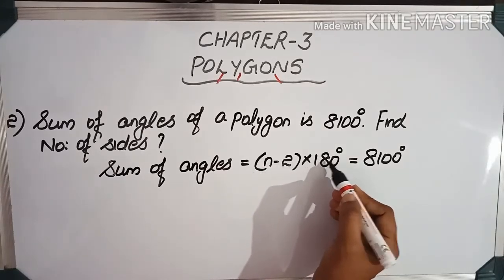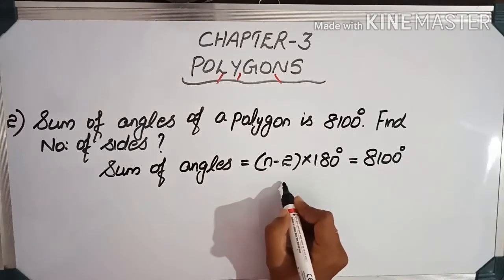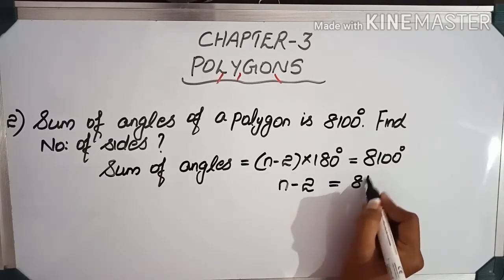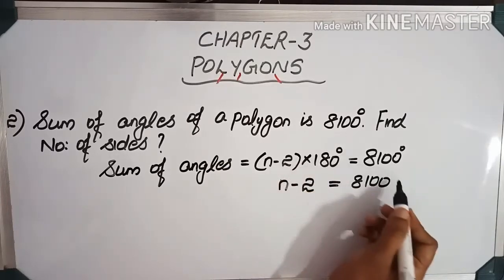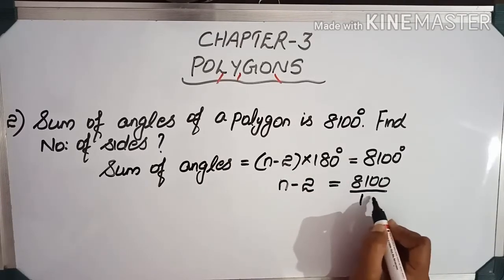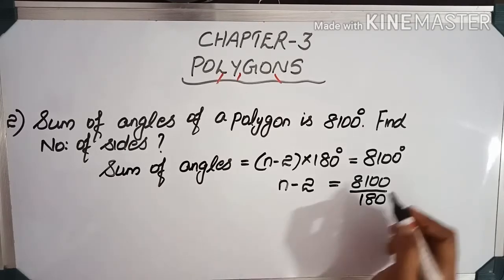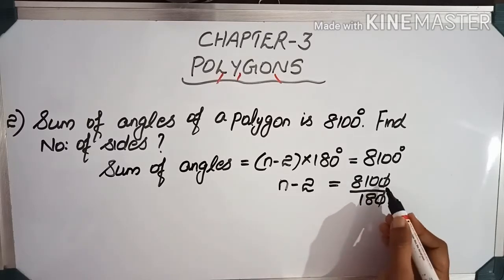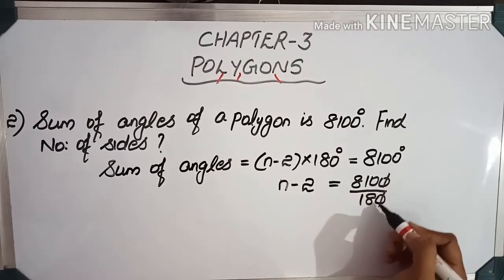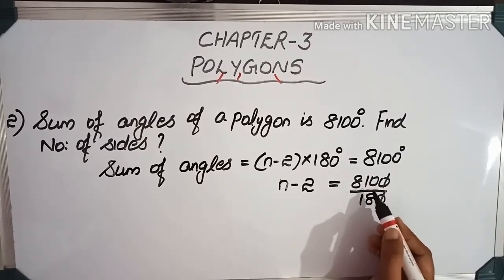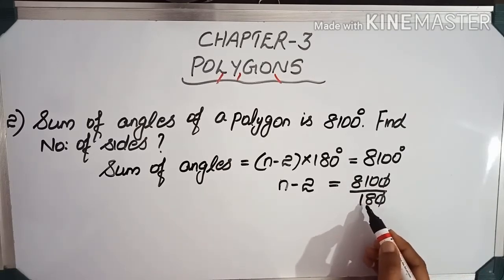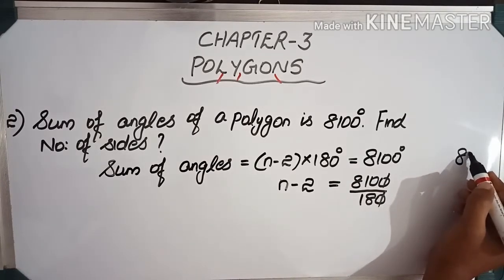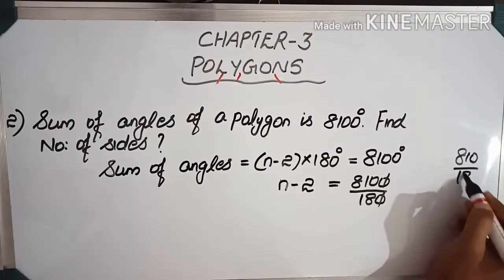So first take the into 180 to this side, so the remaining will be n minus 2 equals 8100 divided by 180. Now this 0 and 0 can be cancelled, because there is no plus or minus in between, that's why we cut these two zeros. Next is 810 by 18. Now we need to divide this. Like this we can divide, just listen, 810 by 18.